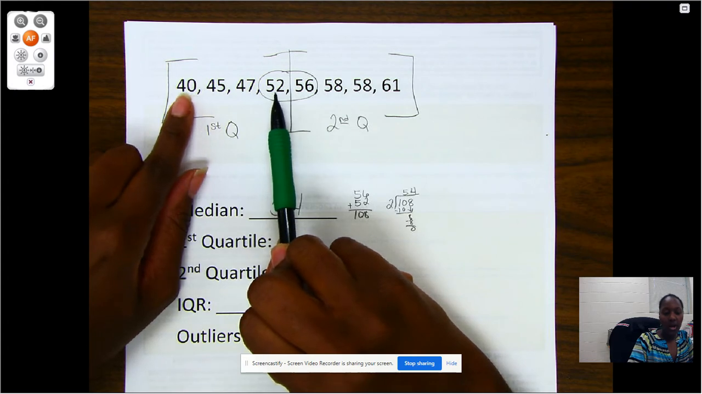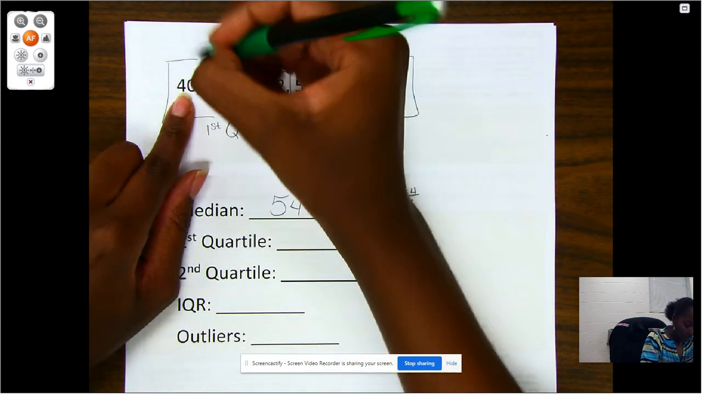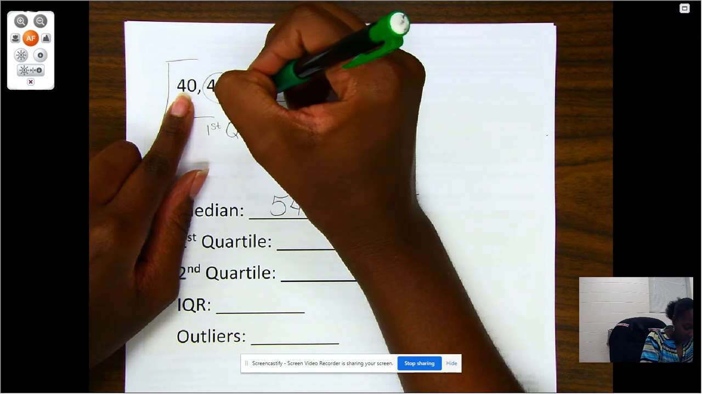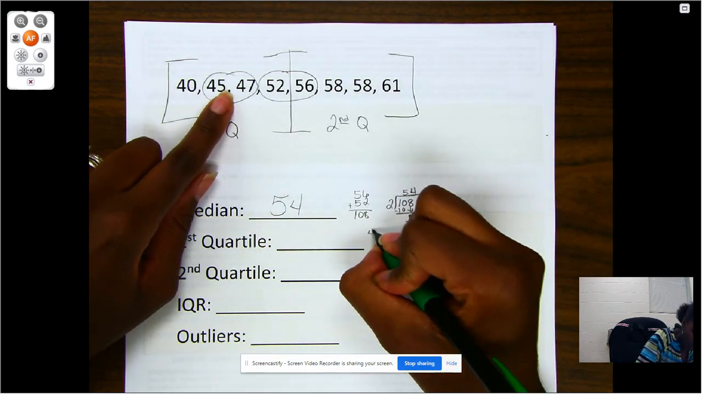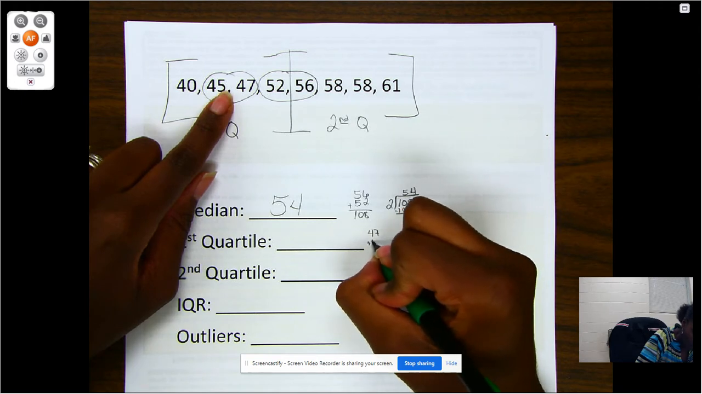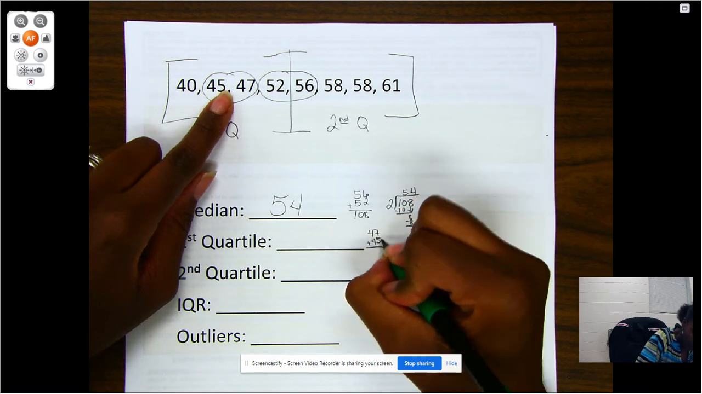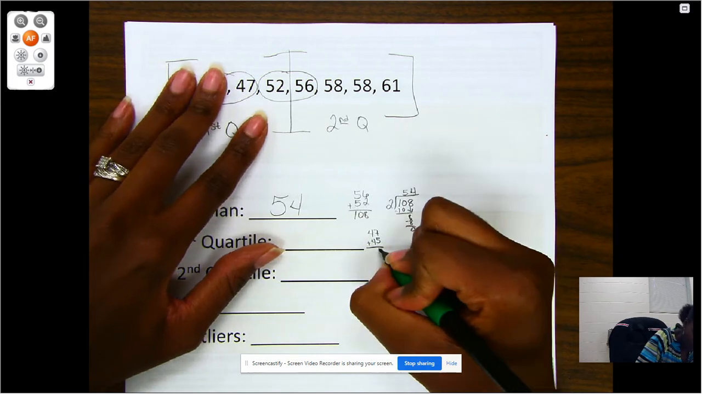Again, I have an even amount of numbers. So that means I'm going to have to add these 2 numbers and then divide by 2. So my first quartile, I need to do 47 plus 45. So we have 7, 8, 9, 10, 11, 12.